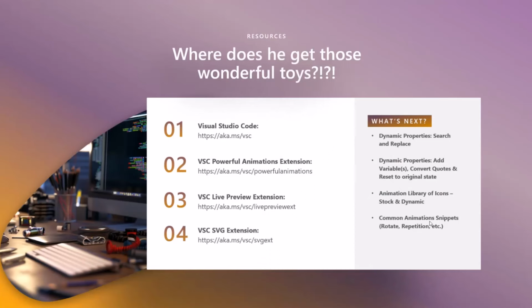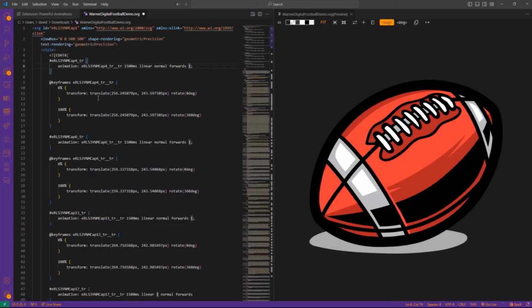And then common animation snippets, right? It's hard to sometimes remember the exact syntax for things like rotate and repetition. When you go back and look at the actual transform, translate, some of this stuff you don't always remember the exact syntax, and if you're not creating it all the time, it can be a little cumbersome, and you're like, I've got to copy and paste, which is fine. But if you've got snippets, then even better, right? So look for those things to be added.